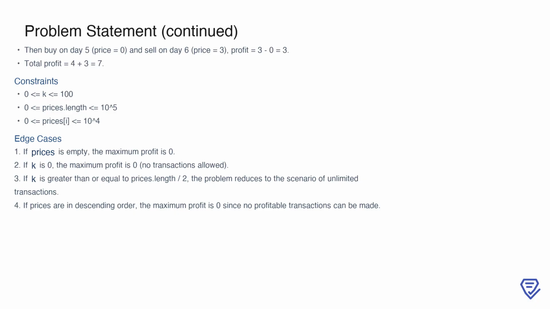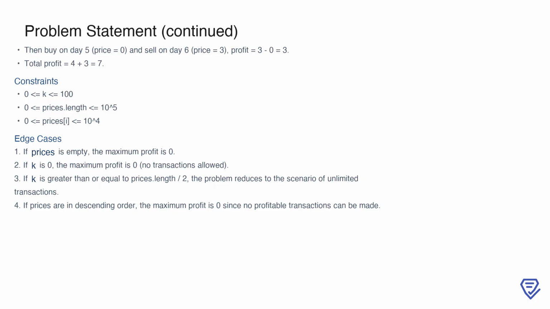This results in a profit of 6 minus 2, which is 4. Then, you can make a second transaction by buying the stock on day 5, when the price is 0, and selling it on day 6, when the price is 3. This gives another profit of 3 minus 0, which is 3. Adding these together, the total profit is 4 plus 3, which equals 7.